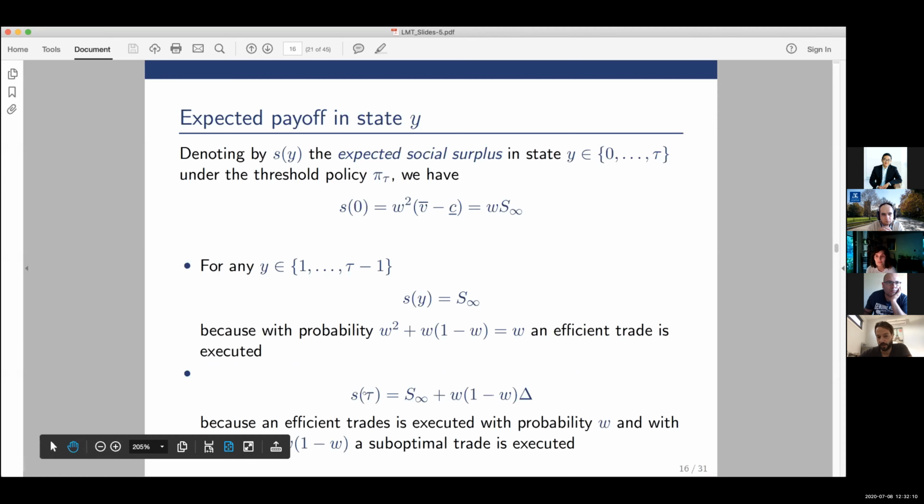And then in the boundary state, you get this payoff here as well, but on top of that, you execute a suboptimal trade if an identical suboptimal trade arrives, right? Which gives you this payoff here.